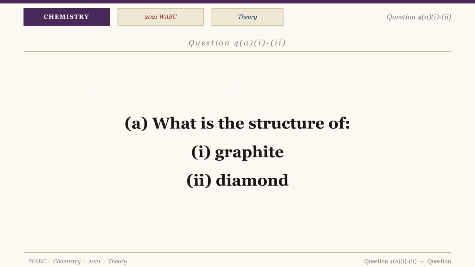Now question 4 AI and II says, what is the structure of graphite and diamond? So yeah, these two are both allotropes of carbon. We'll be looking at the structure.